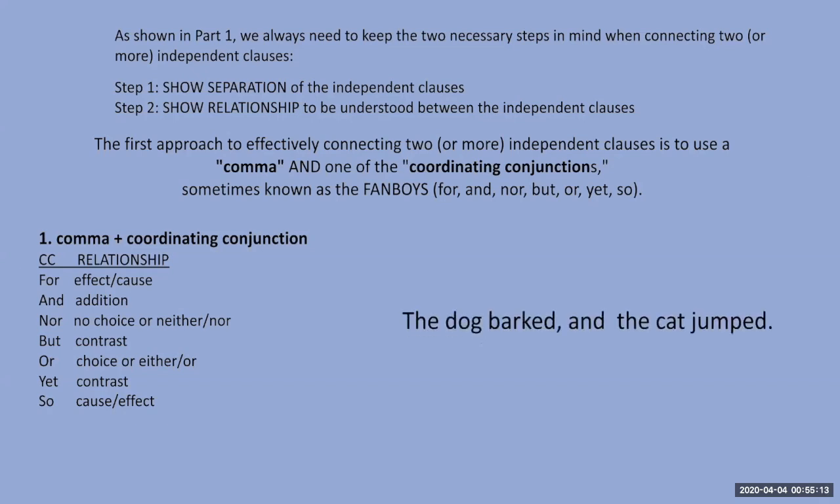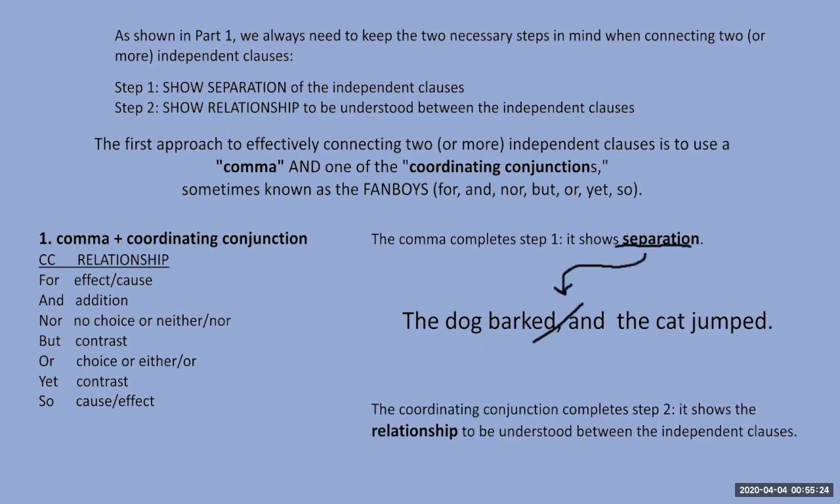Yet shows contrast. And so shows cause and effect. The dog barked, comma, and the cat jumped. The comma completes step 1. It shows separation. The coordinating conjunction completes step 2. It shows the relationship to be understood between the independent clauses.